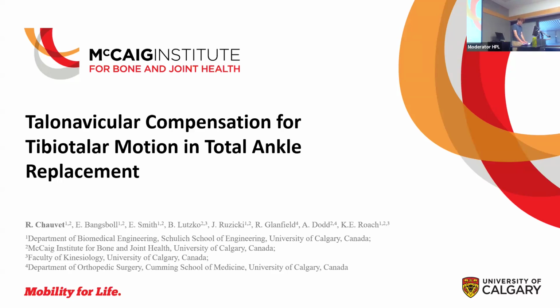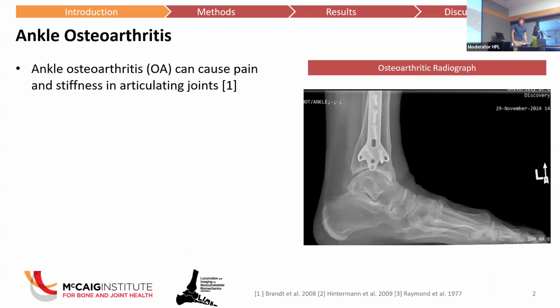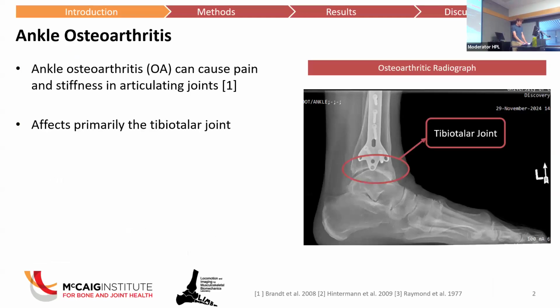Perfect. All right. So first off, ankle osteoarthritis can cause pain and stiffness in articulating joints. Typically in the ankle that affects the tibiotalar joint, so the joint between the tibia and the talus. When we talk about primary OA in the ankle, that is the joint we are talking about.